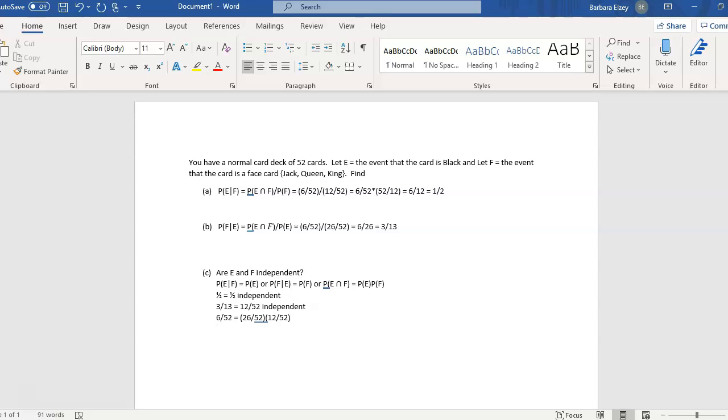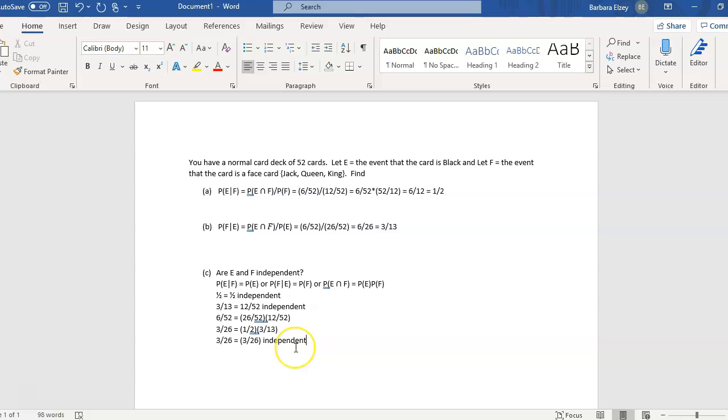Let's do that. Let's see, 6 out of 52 reduces to 3 over 26. And then let's see, 26 over 52 reduces to 1/2. So let's just reduce it before we have to multiply. 12 out of 52 reduces to 3 out of 13. And of course, as we finish that off, that's going to give us 3 out of 26 on that right side. And there we have them as being independent again.